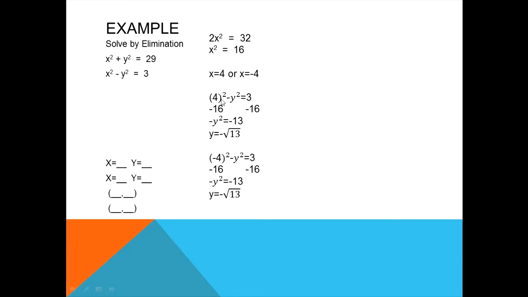First we did positive 4 squared minus y squared equals 3. Then we subtracted the 16 from that side and the 3 from that side, and we got negative y squared equals negative 13, and the square root of 13 is plus or minus square root 13, which is our first y, and the same for our second y, just with a negative 4, as you can see there.